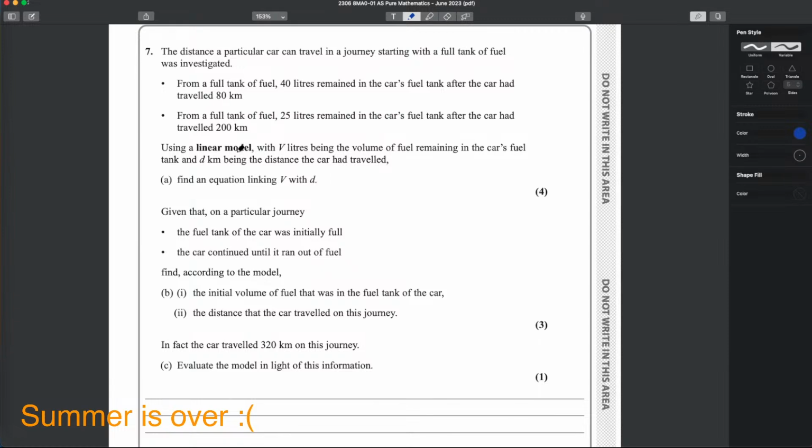So linear model meaning it's not exponential. We don't have to square anything. There's not going to be any exponents. It should be a nice straight line, meaning the distance you drive is directly proportional to how much fuel you use. Now, in real life, it's a little bit more complicated because you have things like acceleration. So in reality, there would be more complicated models, but for this question, we're simplifying it quite a bit.